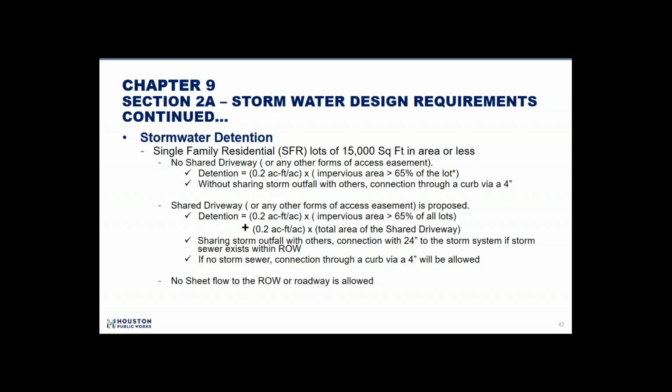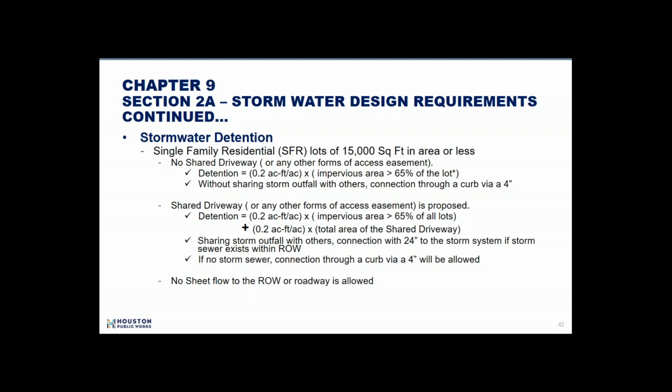So when a developer comes in and splits up the lot into multiple lots, they know how to address that. They'll have to do a collection system within the lot in its entirety. They have to collect everything internally. If there is a storm sewer that runs in front of them, or a ditch deep enough to accept a pipe outfall, then they will be required to outfall appropriately into that system with a 24-inch line. So they'll collect it with a subsurface system. They can't do sheet flow. They will have to then outfall into that.